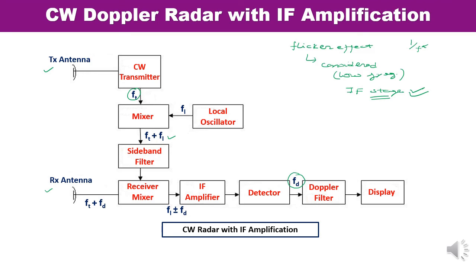In this case, I have already told you the importance of IF amplification, and the rest you will be able to explain, the function of each and every block in this block diagram. Finally, after passing through the Doppler filter, which is a kind of low pass filter, the required information can be displayed on the radar display. There are various types of radar displays available, such as A scope and PPI scope. Depending upon the requirement and which type of data we need, the type of scope can be used.